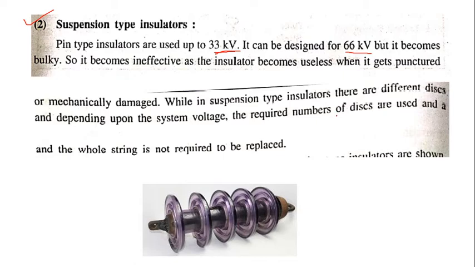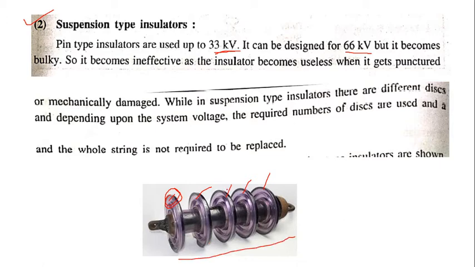Okay, the required number of discs are used and the whole string is not required to be replaced. Over here, as you can see, this is the string of disc type insulator. If any one insulator is punctured, at that time we can change only that disc from the suspension type insulator. We do not need to change the whole insulator.